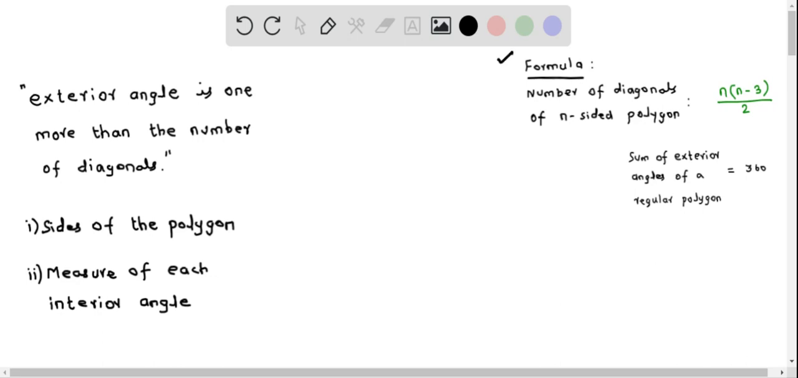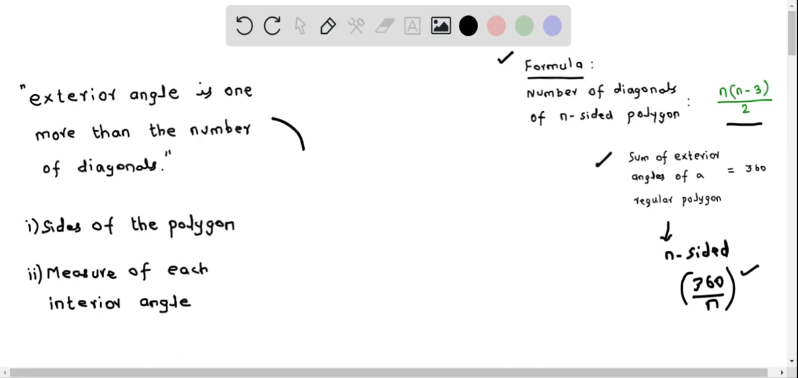For this, we are going to utilize a formula as well as one of the properties of exterior angles. The formula says the number of diagonals of an n-sided polygon equals n times (n minus 3) over 2. We also use the property that the sum of exterior angles of a regular polygon equals 360. This means the measure of each exterior angle of an n-sided polygon equals 360 over n.